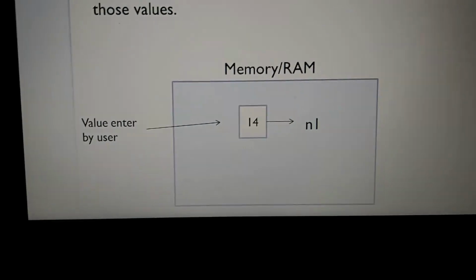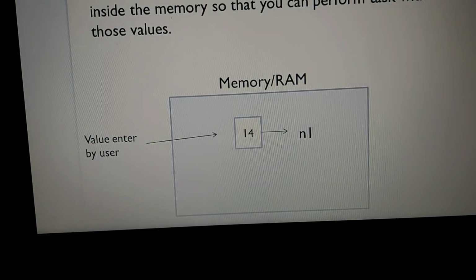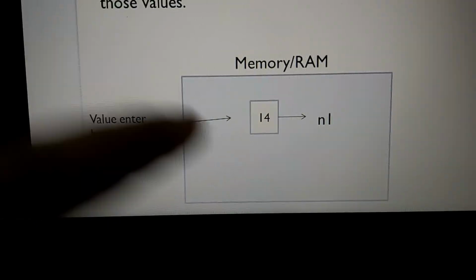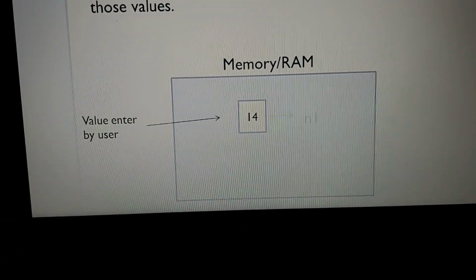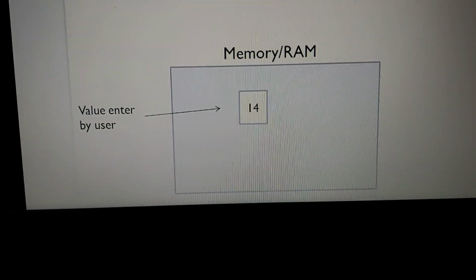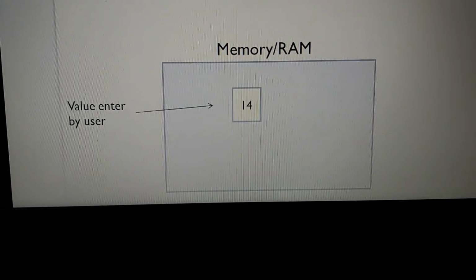So here I am giving a name to my variable which is my n1. What is the help of n1? See, by calling n1 I actually reach to my value which is my 14. When I do not have n1, so I have a value, but where, I'm not able to recognize it, I'm not able to identify it because I do not have the address of 14.